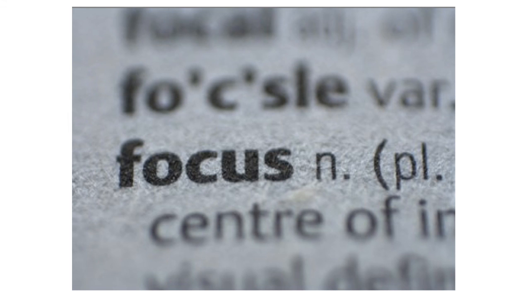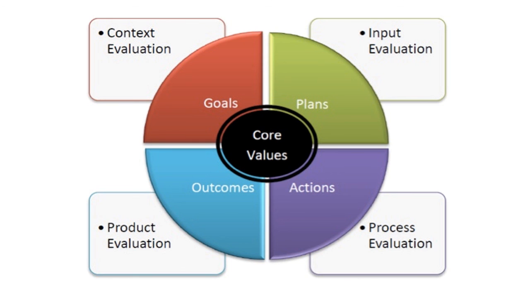The theorist Daniel Stufflebeam was influential in shifting educational evaluations to focus on use. He developed the CIPP model, context, input, product, and process, which is used in many educational evaluations as a tool to help programs work more effectively for the people it serves. The CIPP model supports administrators who are facing four kinds of decisions.